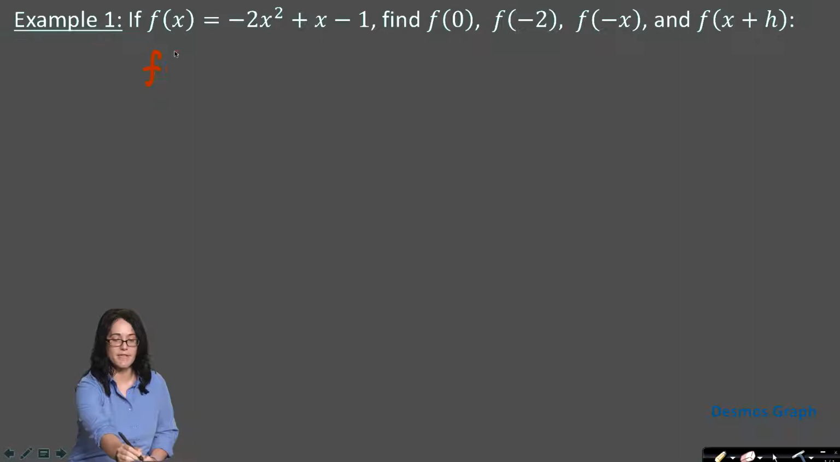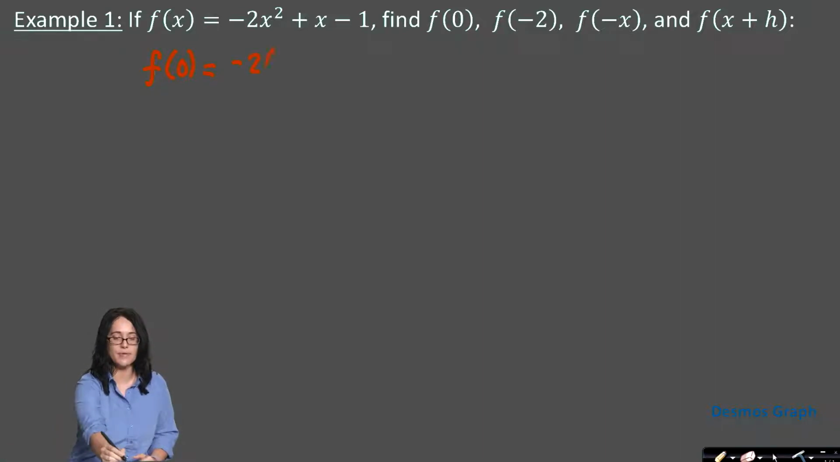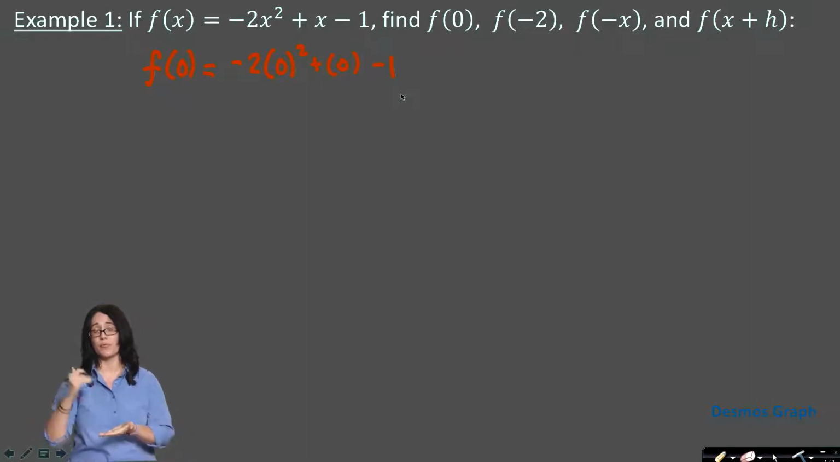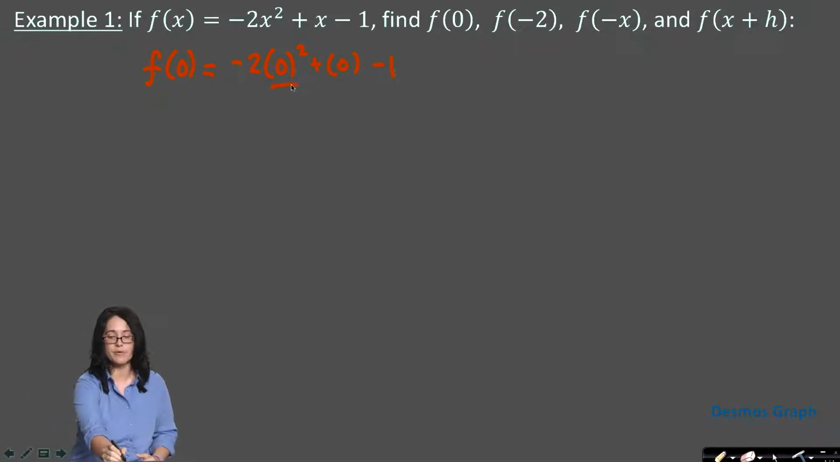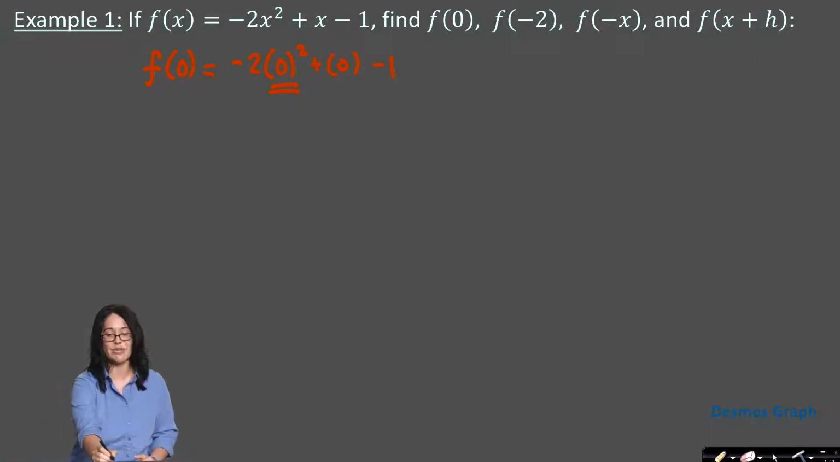When you tried to find f of 0, for example, did you end up with negative 1? Let's see. You did negative 2 times 0 squared plus 0 minus 1. Following your order of operations, you would do your parentheses first, but there's nothing to do inside. Then you would do your exponent, so 0 gets squared, which is still 0. Then you would multiply or divide. Well, here it's multiplication. 0 times negative 2 is just negative. Nope, sorry, I misspoke. It's just 0. And then plus 0 and minus 1, and that gives you your answer of negative 1.